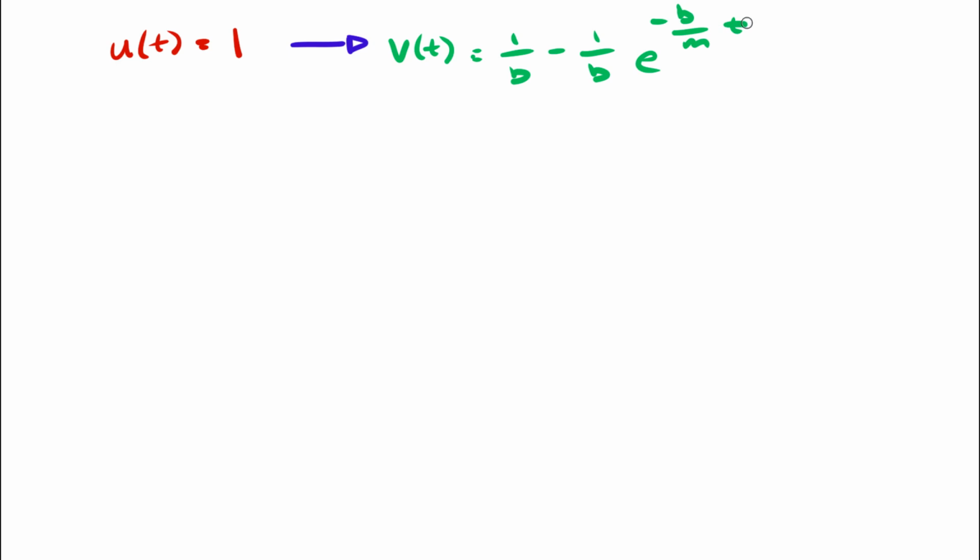Let's use one example to verify our intuition at the very beginning of this video. If the input has the form u of t equals 1, in other words, just a constant value, then the particular solution to the differential equation has the following form. It's clear that when t is equal to 0, the velocity is also equal to 0. Additionally, when t approaches infinity, the velocity approaches a terminal velocity of 1 over b.